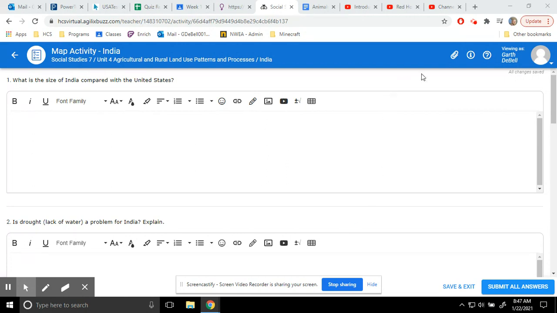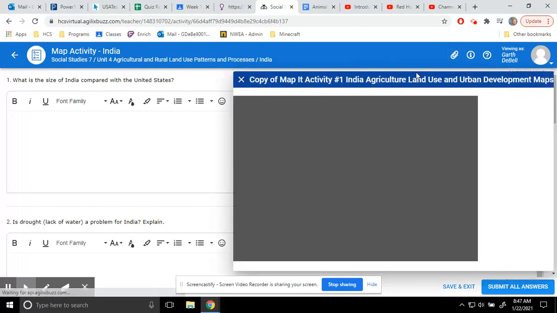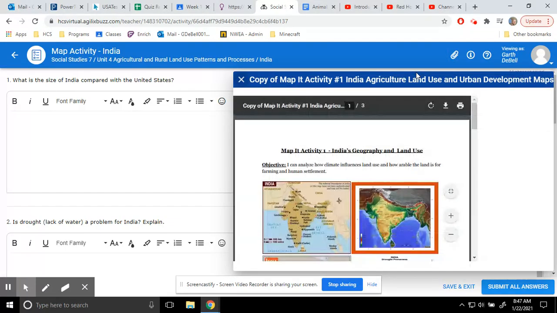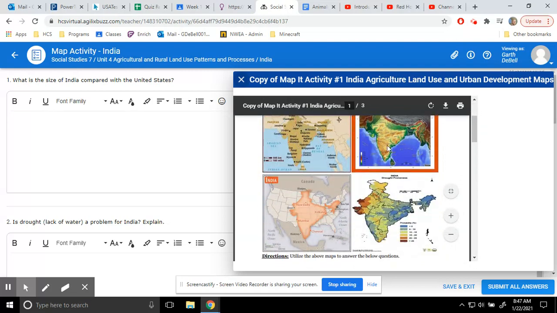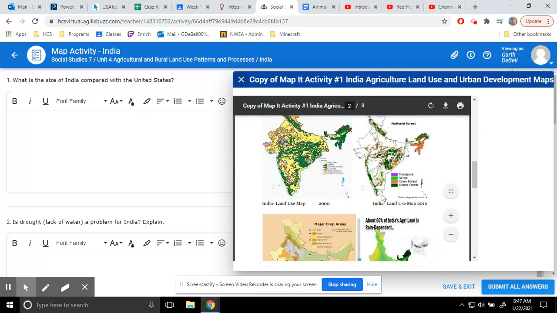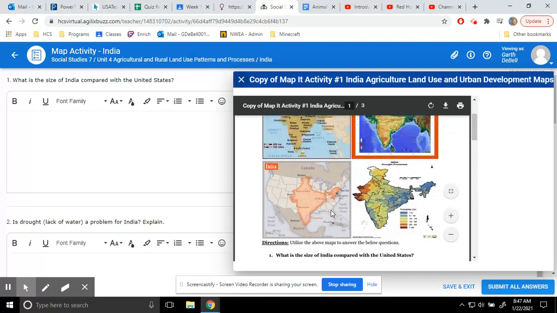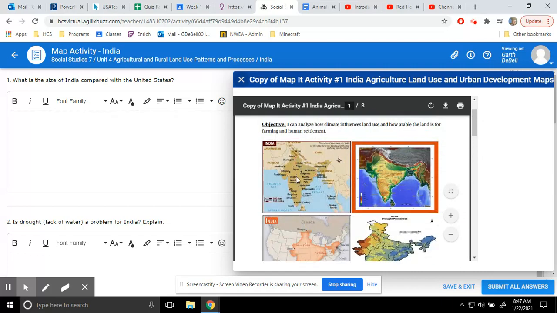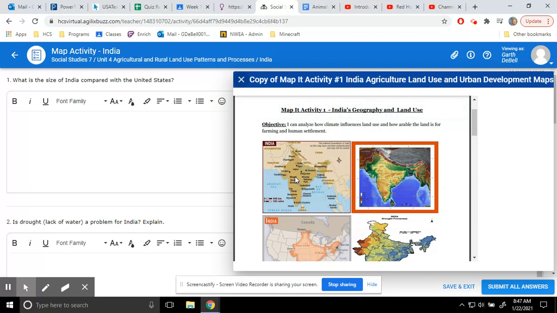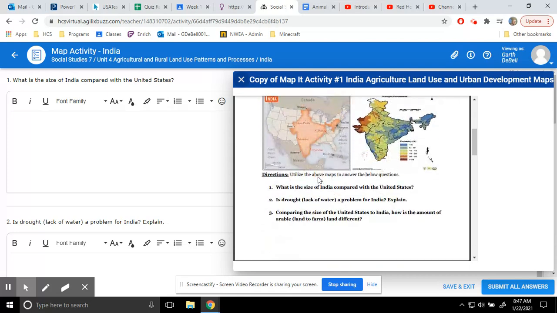So the first thing we're going to need to do is bring up our maps on our activity screen. You'll see there are four maps at the top and another four maps at the bottom. We're going to be using all of these. The first map tells you where cities are and stuff like that. This map is a topographical map. It gives you elevation in India.